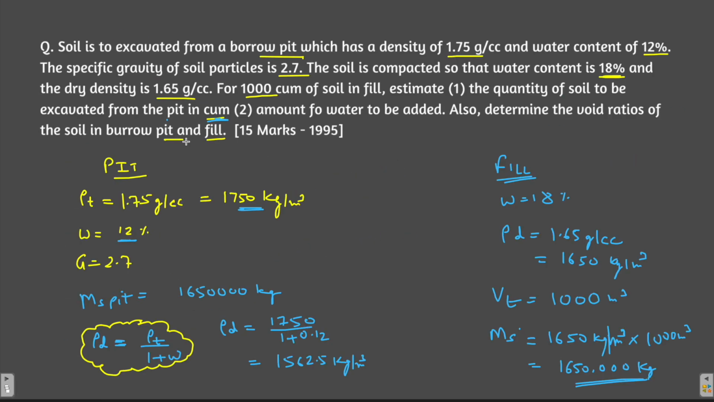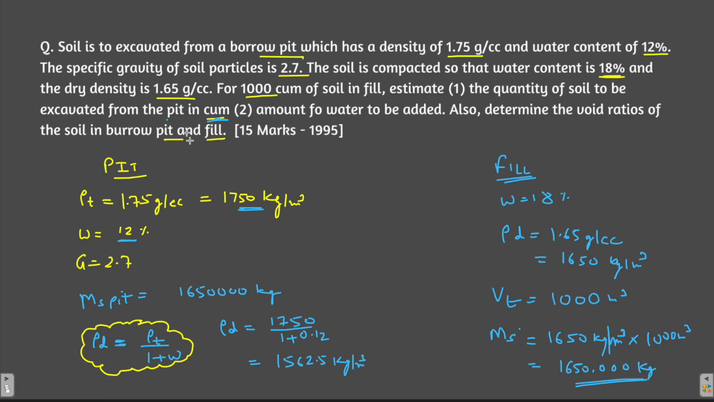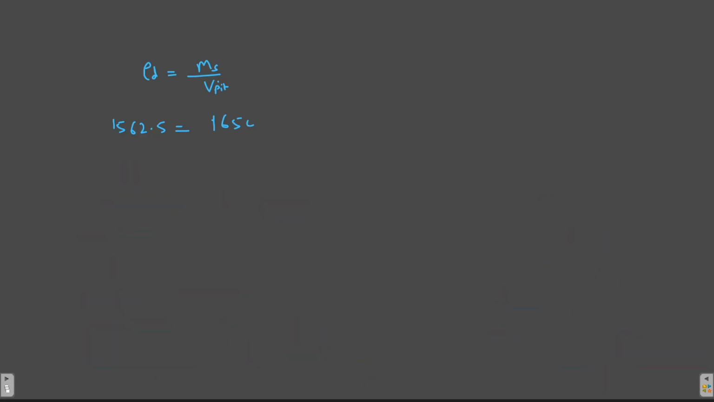Now gamma D is 1562.5. 1562.5 is equal to mass of the solids by volume. Mass of the solids is this 165, and after that 4 zeros kg. So volume of pit, and we'll get the volume in meter cube because we have converted the units in meter cube, right? So volume of the pit will be 165 and 4 zeros kg by 1562.5 kg per meter cube, and if you solve this you will get the answer in meter cube.